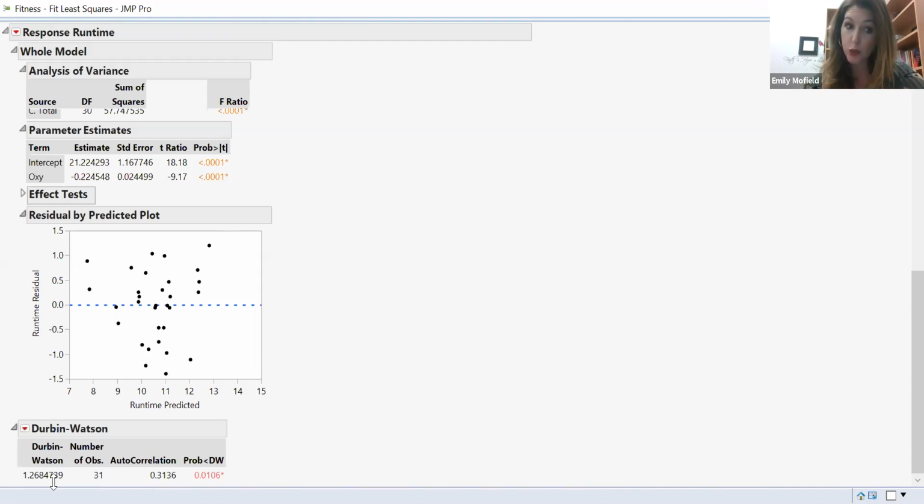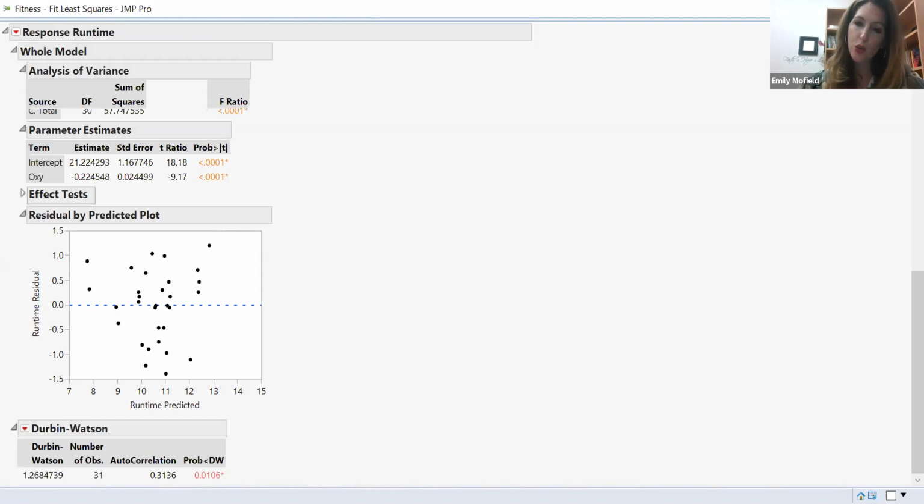Just so you know what else we have to look for? Autocorrelation. This number has to be close to 0. Well, what does that mean? It needs to be between a 0 and a 0.5. Is it? Yes, we're okay there. This has to be above a 0.05. Is it? No, we are not okay.